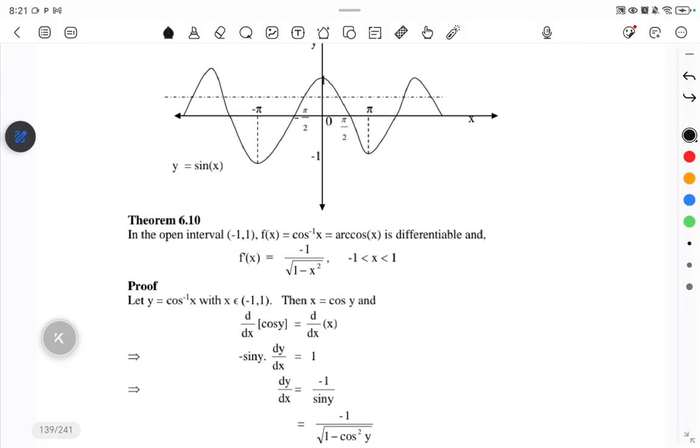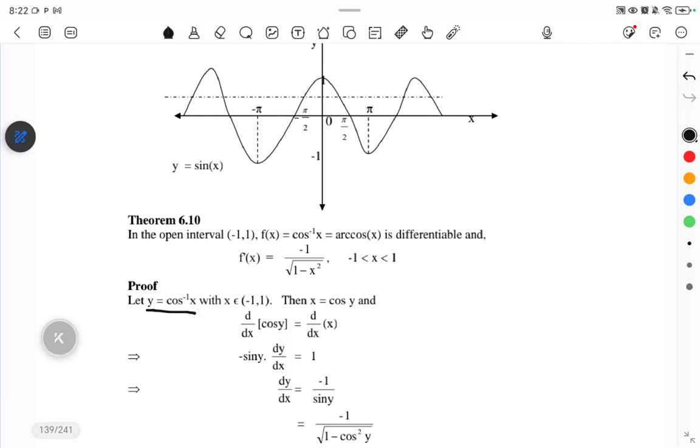For this theorem, they say that in the open interval -1 and 1, f of x is equal to arc cos, right? And it's differentiable. If it's differentiable, it means the derivative will be this. The only difference between arc sine and arc cos is that for arc cos we get -1 there. So how do you prove it?